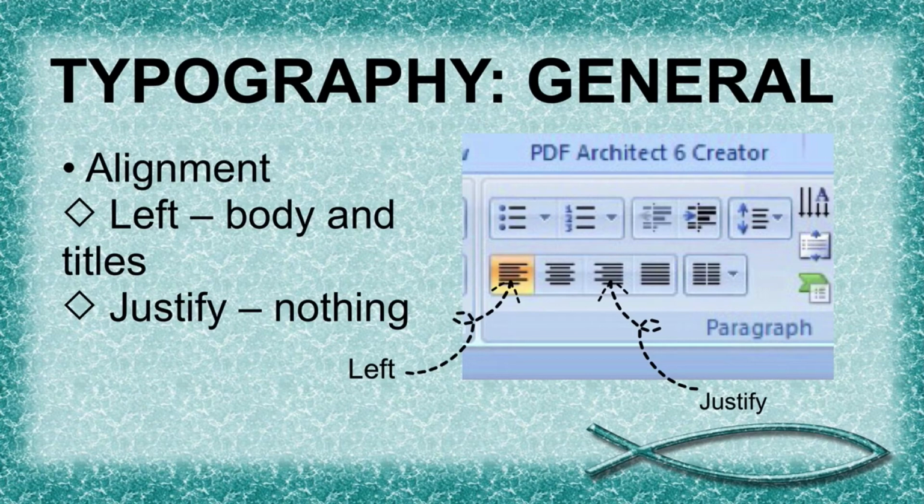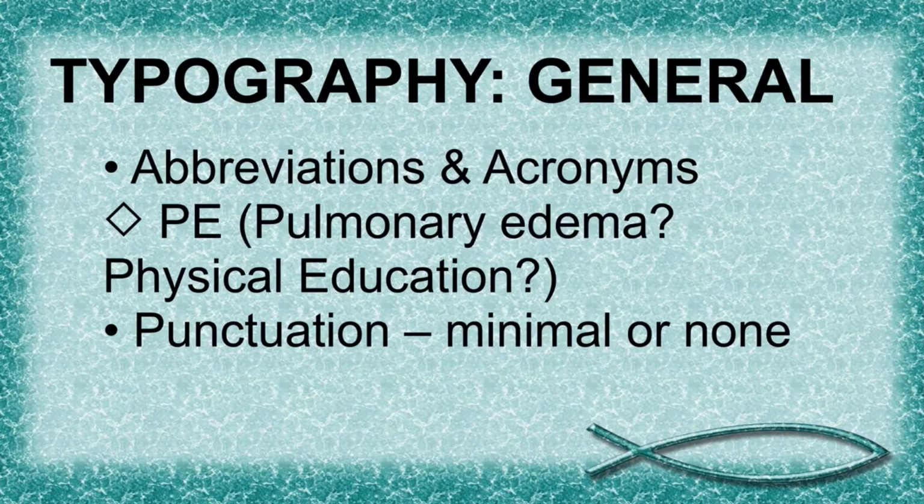Typography in general. For the alignment, left alignment is used for body and titles, while justify is used for none. For abbreviations and acronyms, you should always be careful in using them because they have a lot of meanings. For example, the acronym PE. Is it pulmonary edema or physical education? We don't know what it is, so we should always put the meaning of an acronym.